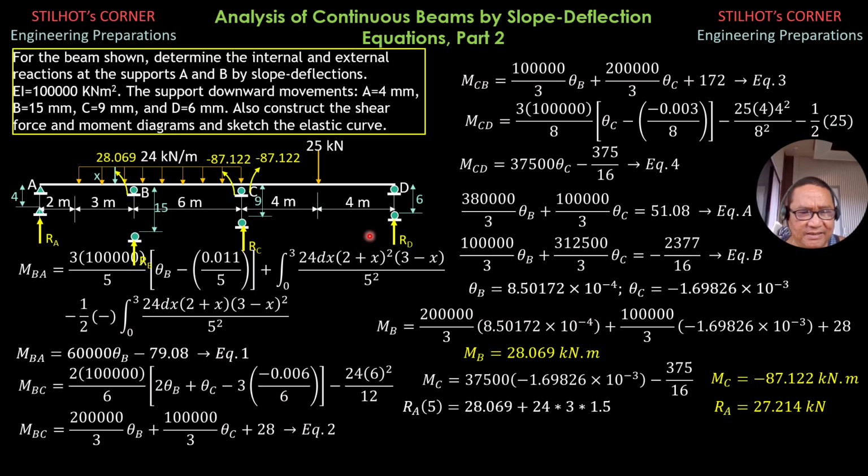Then considering ABC, RA is 27.214, I think. So 27.214 times 11 plus RB times 6 equals negative 87.122 plus 24 times 9 times 4.5. So RB is 97.587 kilonewtons. So that's it for this video.